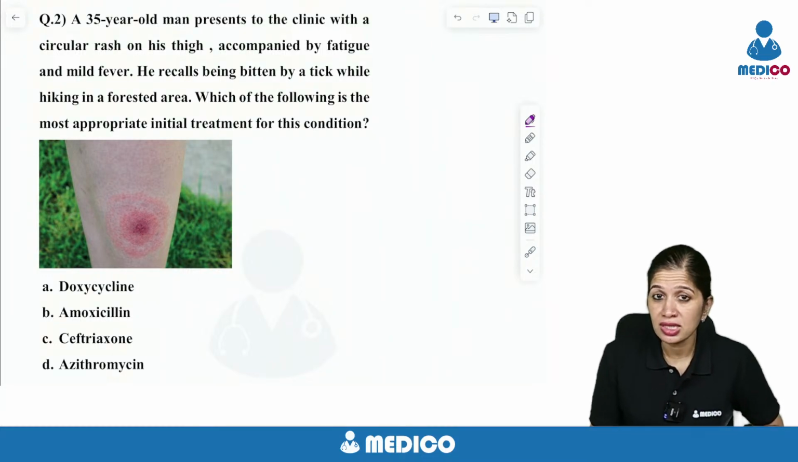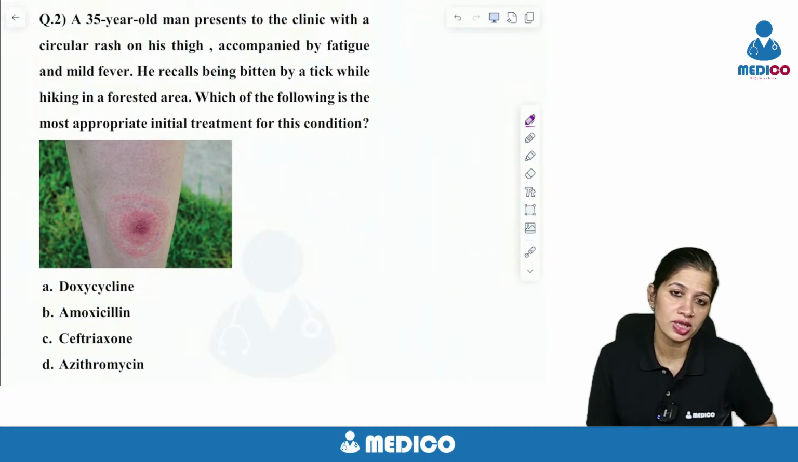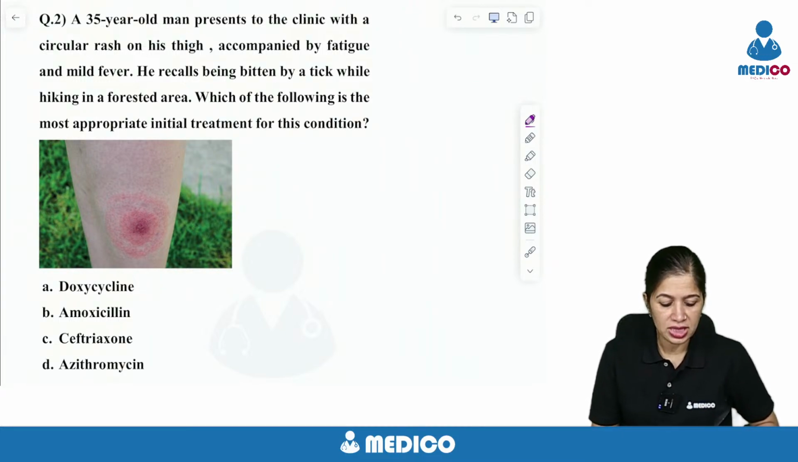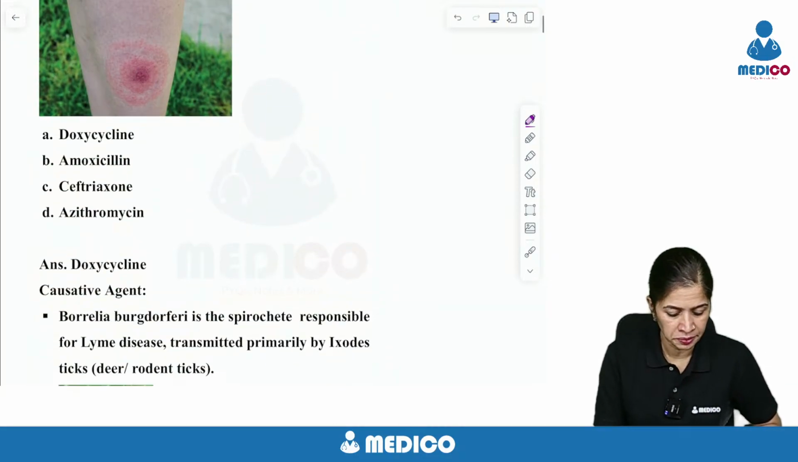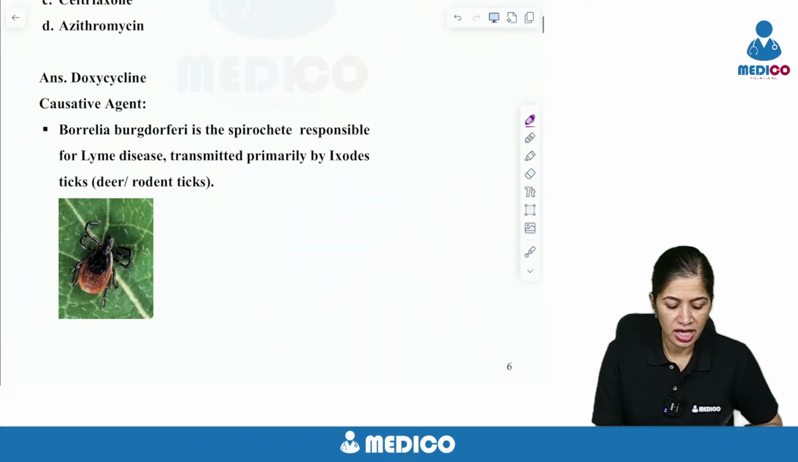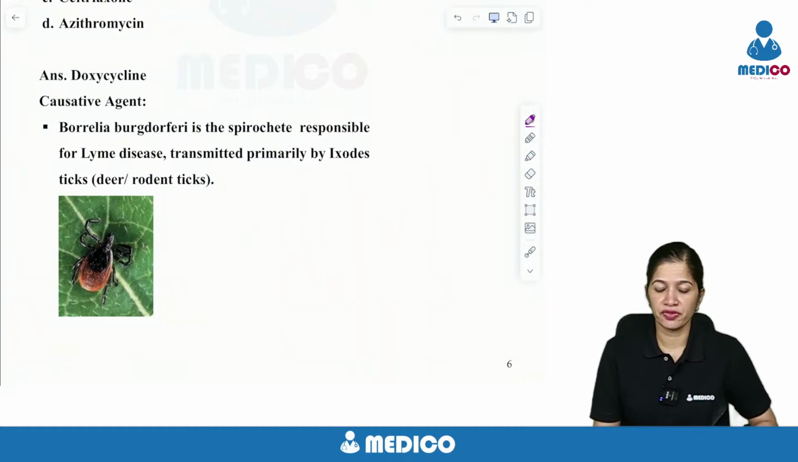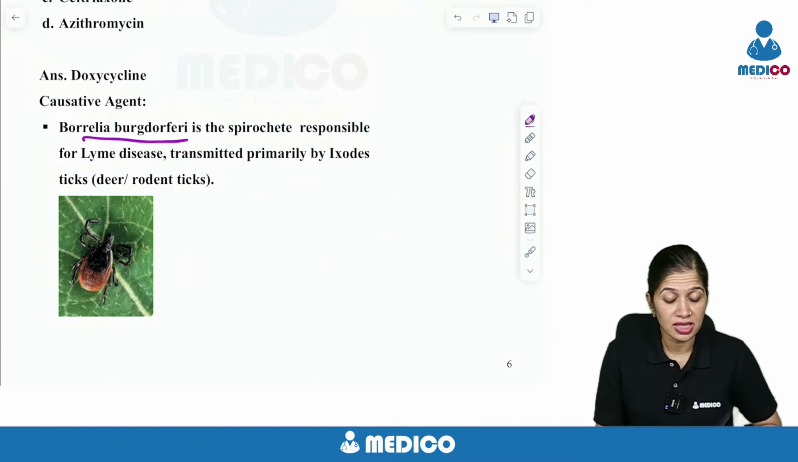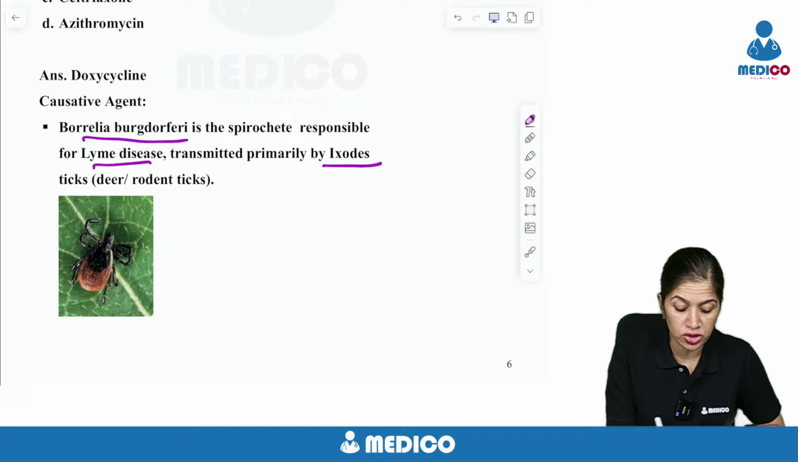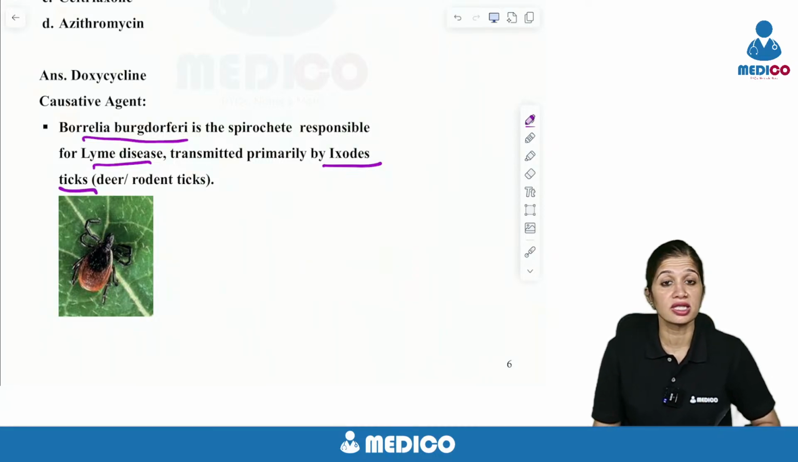What is Lyme's disease? It's a disease which is caused by tick. What is the causative organism? It is Borrelia burgdorferi. So basically this question is asking you, what is the most appropriate initial treatment for Borrelia burgdorferi caused Lyme disease? So here the answer is doxycycline. Okay, so let us have a look at a few points first about this. We already said it's caused by Borrelia burgdorferi, Lyme's disease, and the vector is an Ixodes tick.